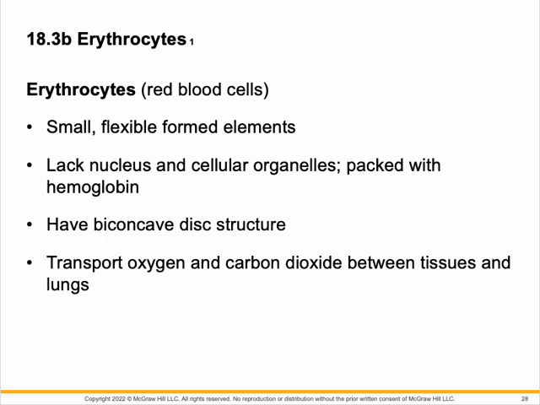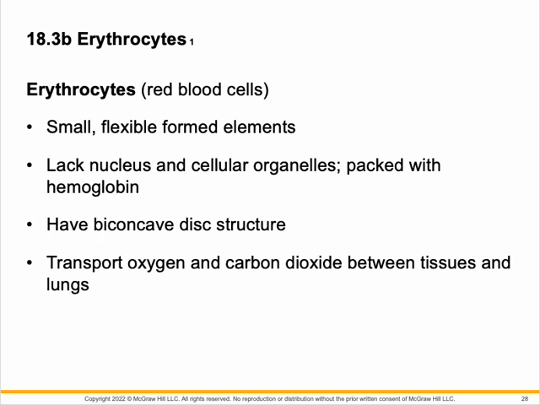You can very easily see them. They're by far the most abundant, the most common formed element. Recall that formed elements, we have our red blood cells, white blood cells, and our platelets, and the vast majority of those are red blood cells, right? So they're very small. They lack a nucleus, as we mentioned in our previous part.